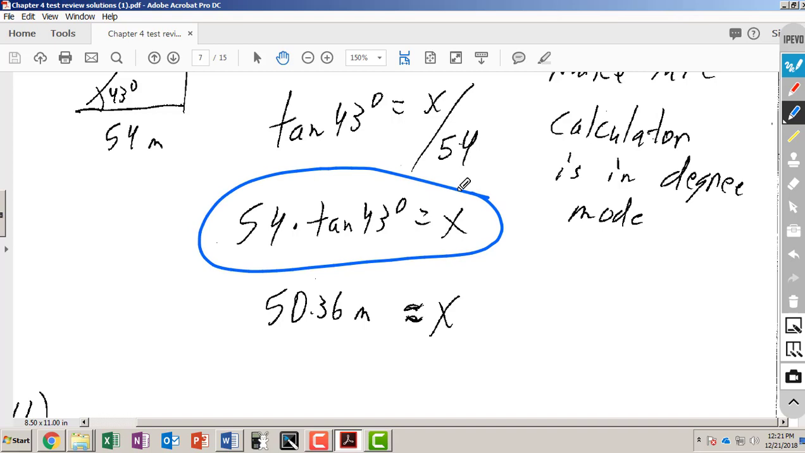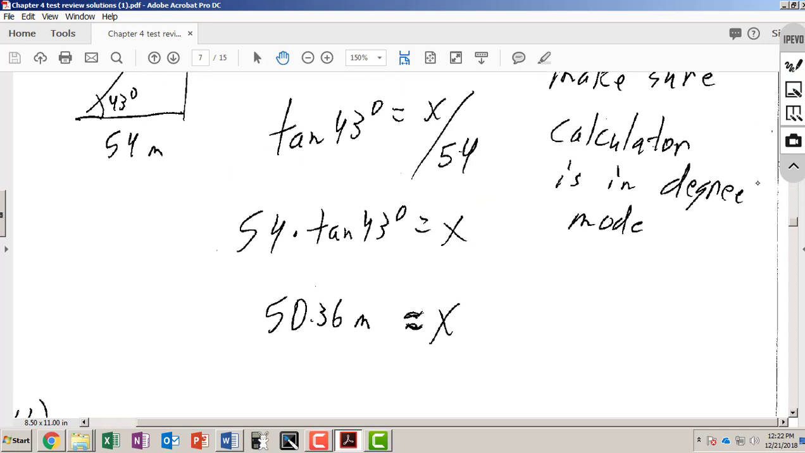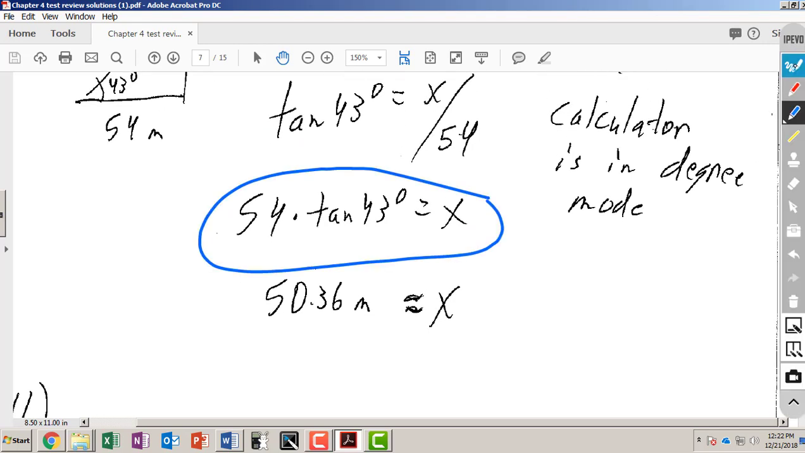And you can notice that over here on the right-hand side, I just say, just to remind everybody, make sure the calculator is in degree mode. So check your mode on your calculator. Make sure it's in degree mode. Type that in your calculator, and you're going to get 50.36 as your answer. So it says how high above the platform is the window? Well, the height above the platform is going to be 50.36, and it looks like we are in meters.